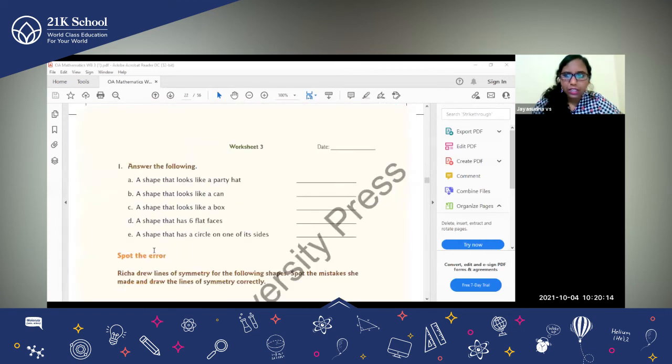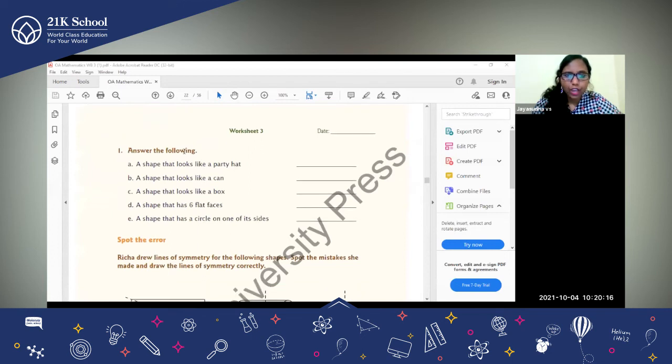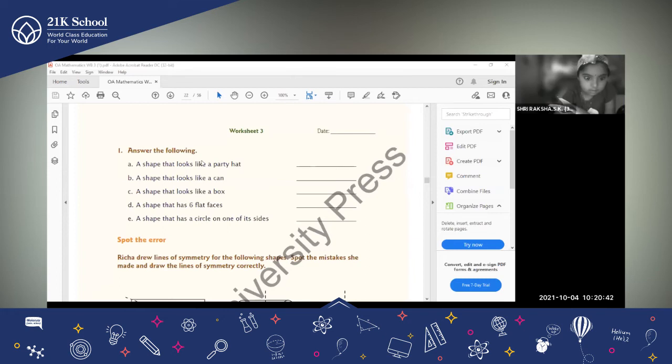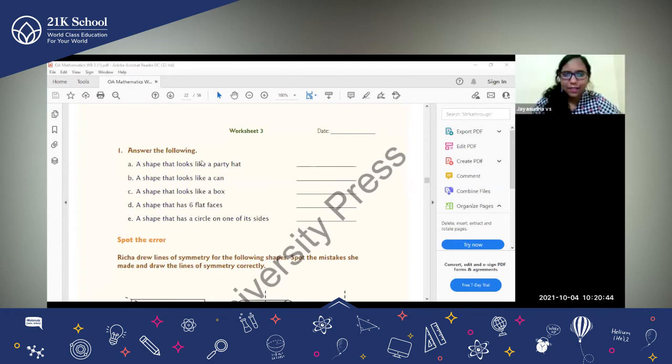And worksheet 3, you have to find the 3D shape based on the given clues. For example, the first one, a shape that looks like a party hat, which is what? Can anyone tell? Sri Raksha, tell me that. A shape that looks like a party hat.